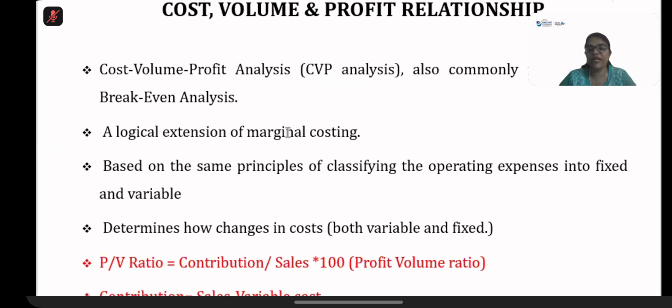Cost, volume, profit analysis, which is also known as CVP, which is also referred to as break-even analysis. So it is nothing but an extension which you have on your marginal costing.